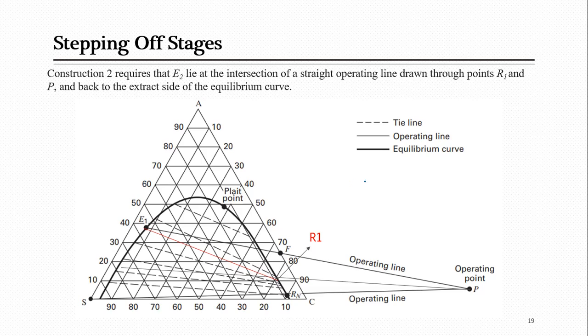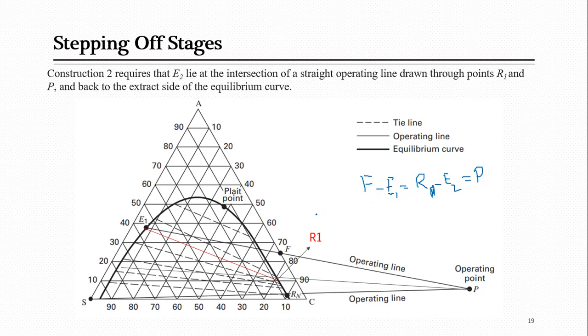I will write it here, because here we have to draw the line. On the first stage, when I applied the balance and rearranged the equation, there was F minus E1, which was equal to R1 minus E2, and each of these is equal to P. So now you can see that if somehow I can locate E2, then as I told you, E2 and R2 will definitely be in equilibrium.